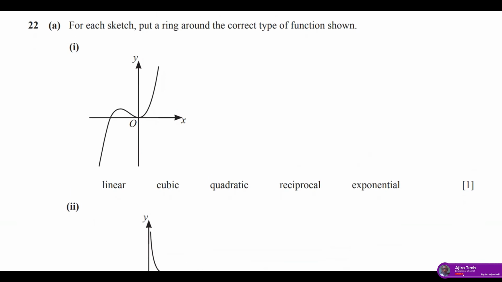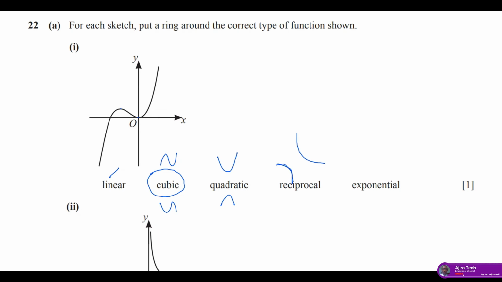Now, the first one is a cubic function. It has two turning points, must be cubic. Two turning points, cubic. This one actually is a straight line. This one is a cubic. This one is quadratic, one turning point. Or this one can also be like this. This one is a reciprocal function. This one looks like this or like this.